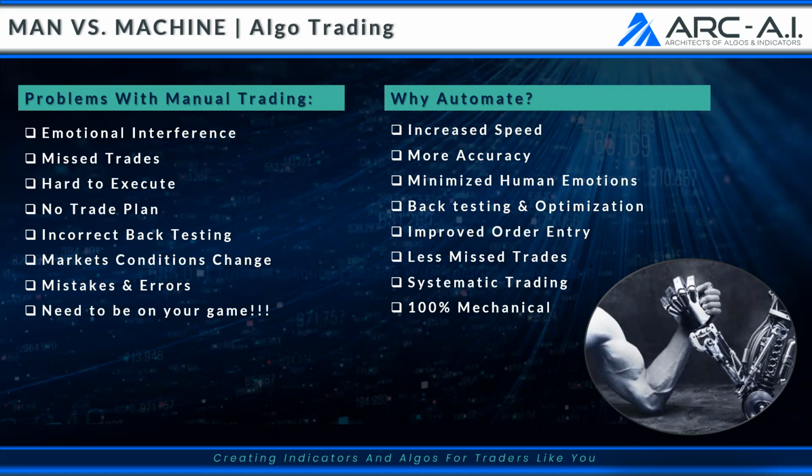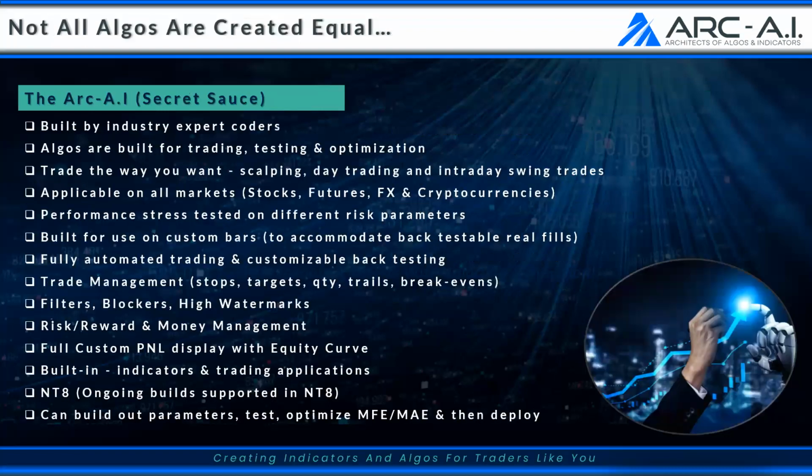Well, we can get faster speed, more accuracy, hopefully minimized human emotions. Notice we didn't say eliminate human emotions. Minimized, because you're still the one that controls it, and you're still the one that can choose whether to trade with it or not. Backtesting and optimization, something that we can do quickly, right? Quickly be able to backtest. Improved order entry, less missed trades, systematic trading. It's 100% mechanical. It can be good in a lot of ways.